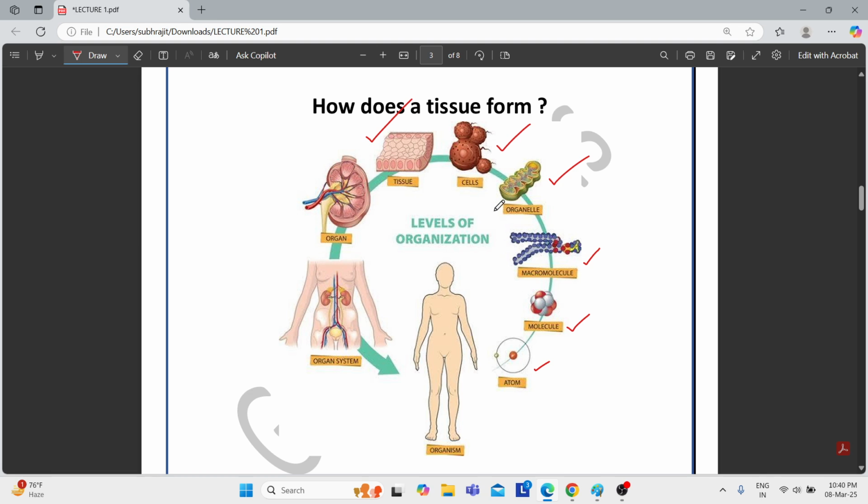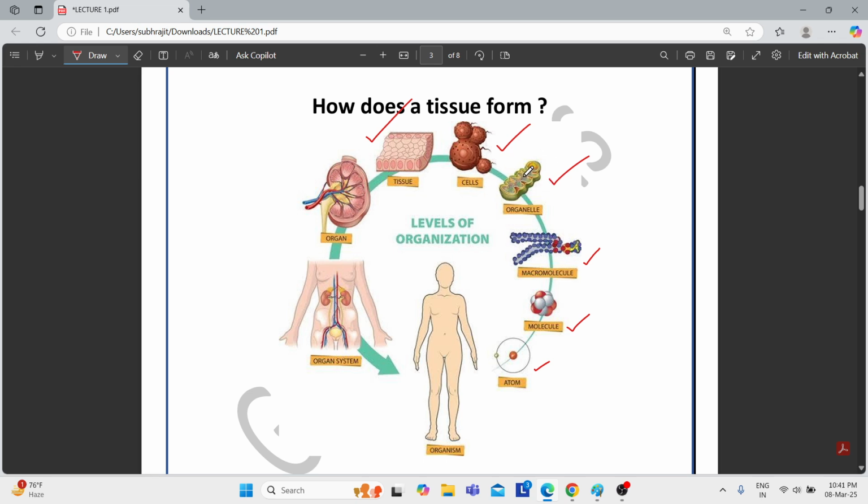So you can understand how atoms are basically leading to the formation of cells, and these cells, through various additional molecules, form a tissue. So I hope this is clear, how a cell forms or how an organelle forms.